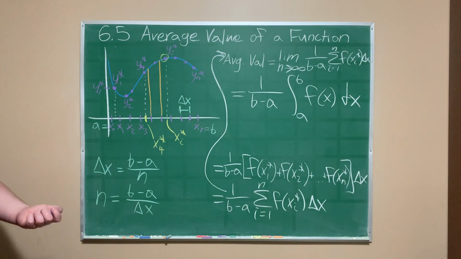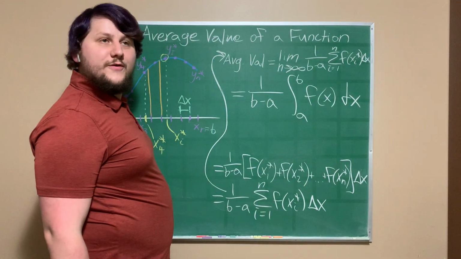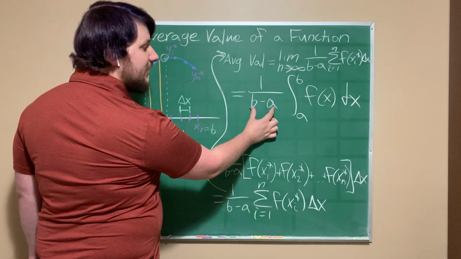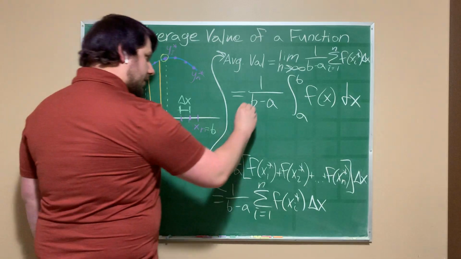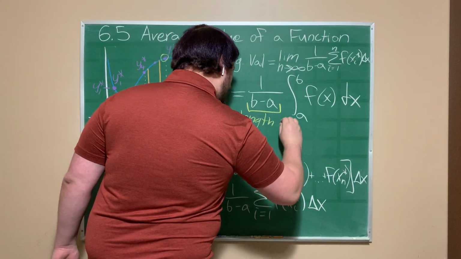So the average value of a function means, first of all, take the integral of the function over the interval that you're interested in, and then divide it by the length of the interval. Right? b minus a here is just the length of the interval.